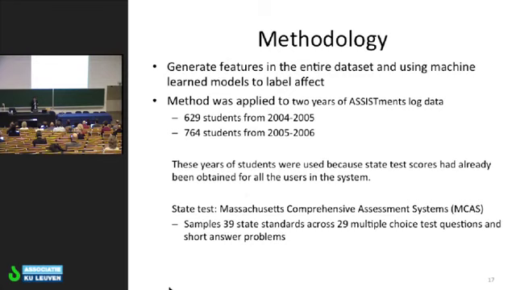And the state test was the Massachusetts Comprehensive Assessment System. We got the scores from the state, and it samples 39 state standards back in that year across 29 multiple choice test questions and some short answer problems. And the total raw score maximum was 52.